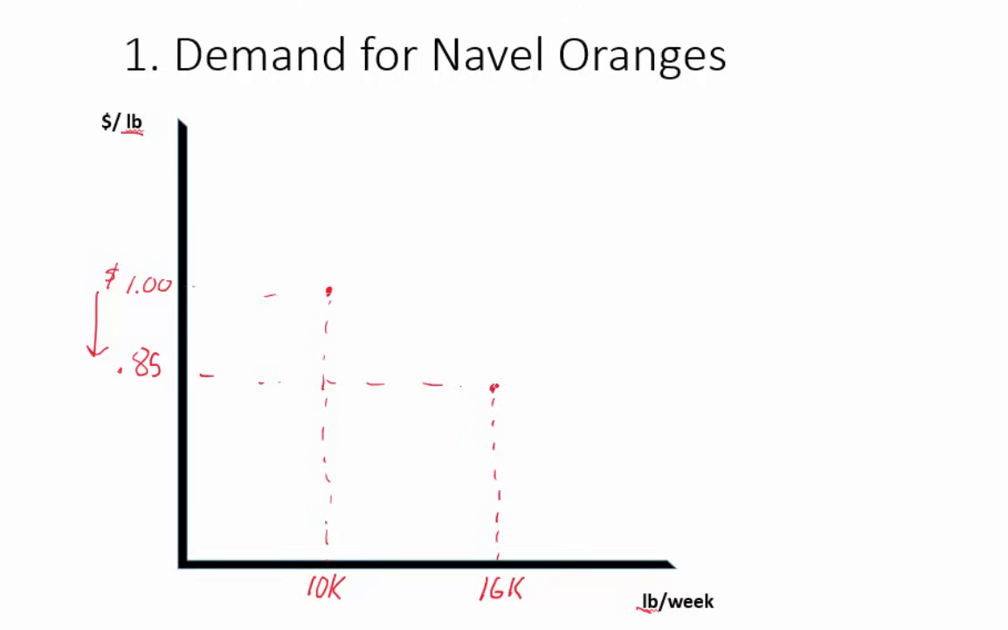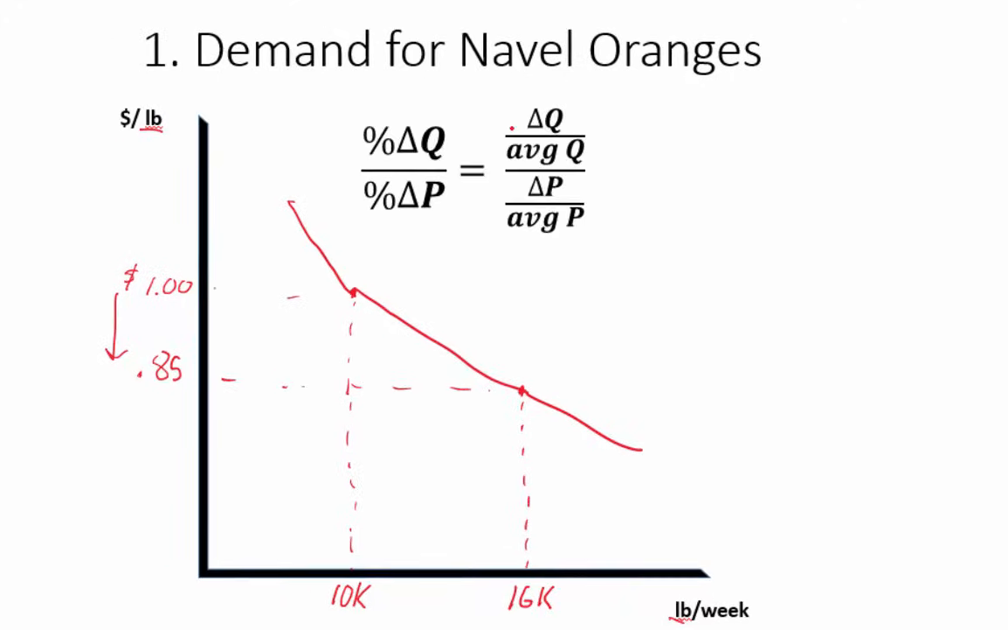Okay, now when we have a segment of our demand curve here, we could kind of draw a demand curve in here. We don't need to, but that's fine. Now let's bring in our equation, percent delta Q over percent delta P, and remember, using the midpoint formula, it's delta Q over average Q divided by delta P over average P. So it's simply a matter of plug and chug now. Our delta Q is 6. Our average Q is just the midpoint between 10 and 16, or 10 plus 16 divided by 2. It's going to be 13.